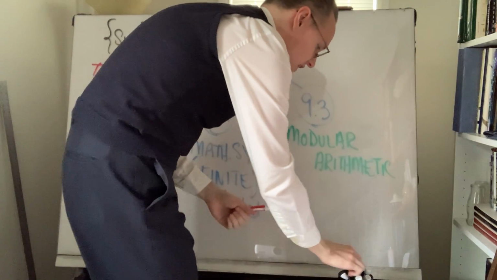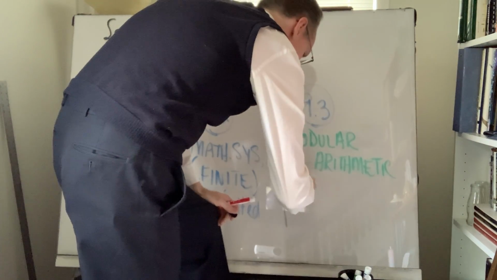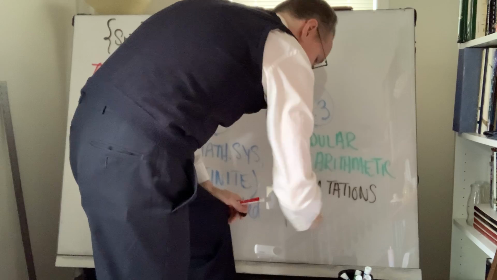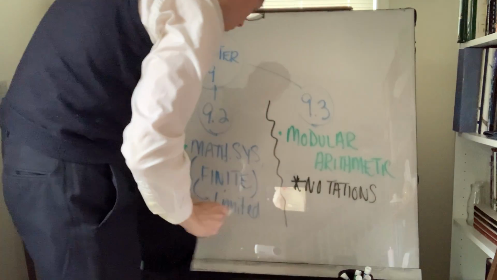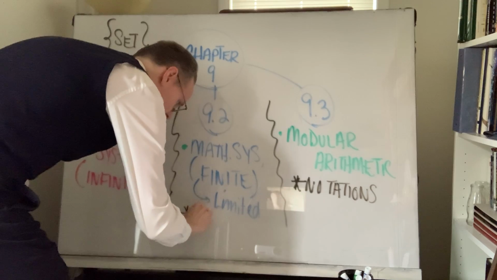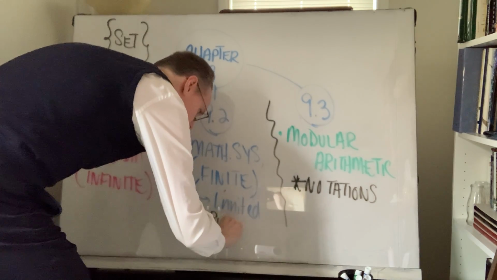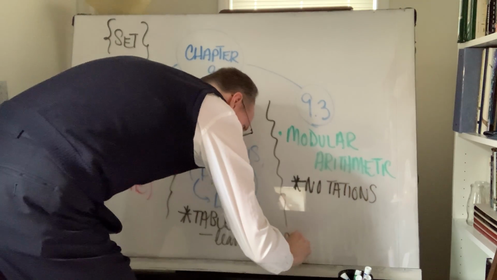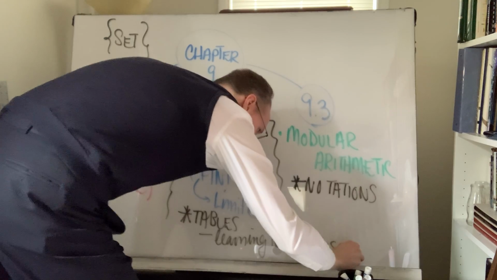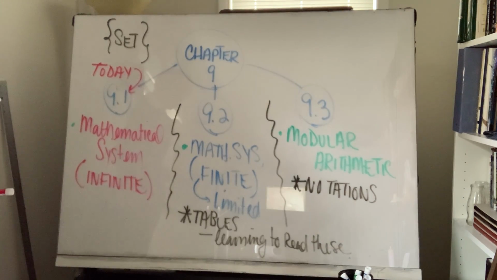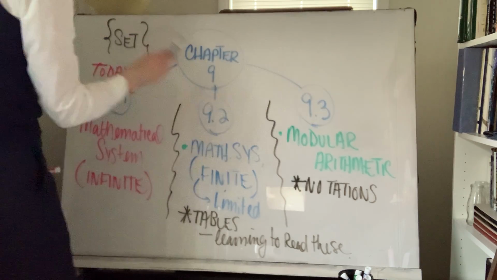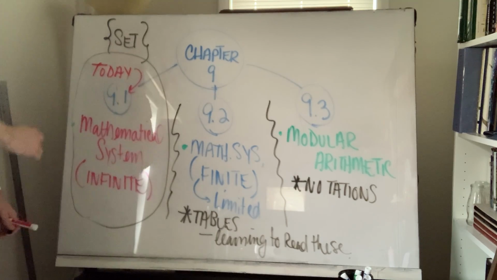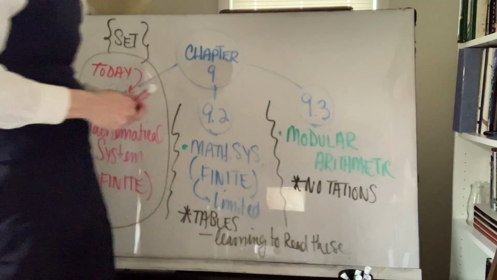This has a lot to do with notations. There's abbreviations is what I'm getting at. What you're going to see in section 9.2 is there'll be a lot of tables, and you learn how to read the tables. Little tricks to the trade. Anyhow, this is the future, and this is right now. We're going to be discussing mathematical systems, the concept in general. There's an overview.